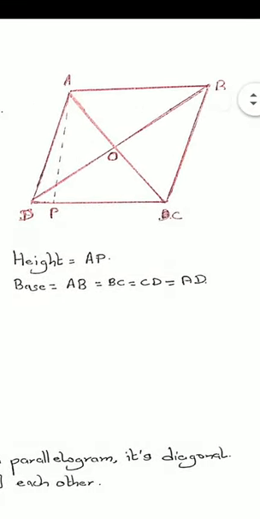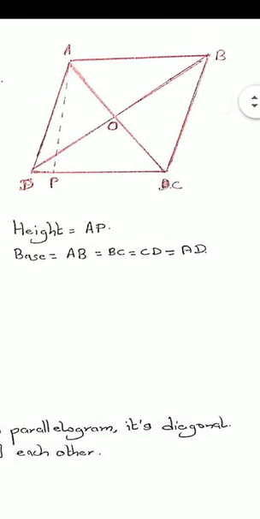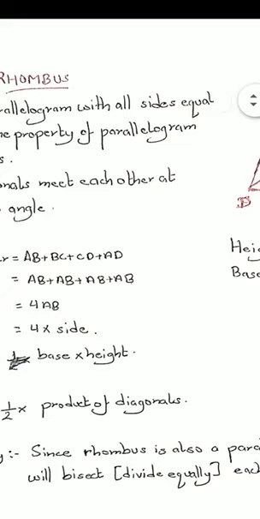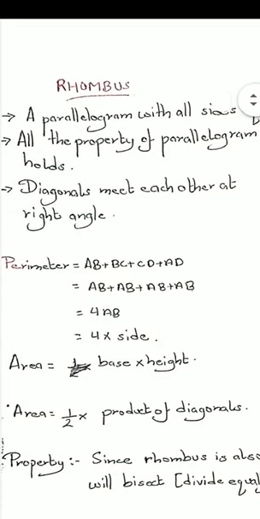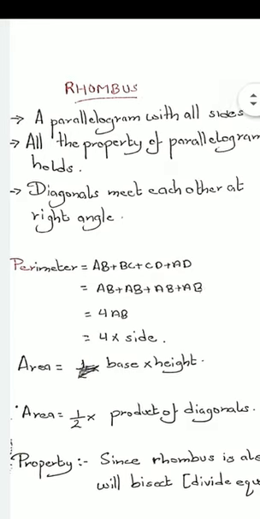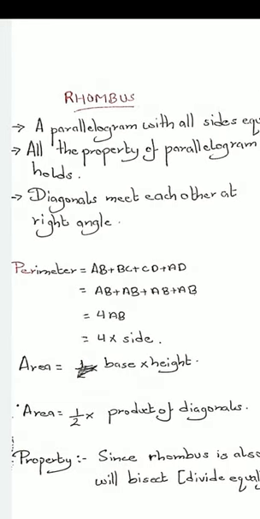A rhombus will look something like this, where AB will be equal to BC and CD and AD. Okay, so what I want to say is all the sides will be equal. And since a rhombus is also a parallelogram, I can say that all the properties of a parallelogram will also hold in case of a rhombus.